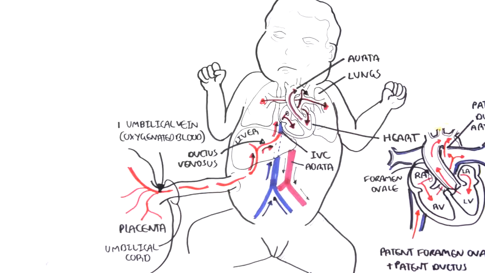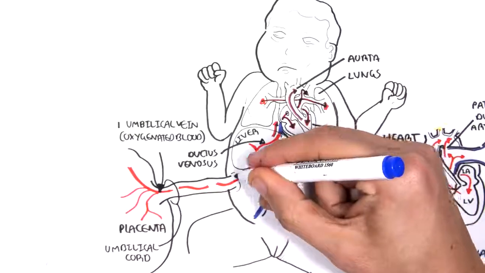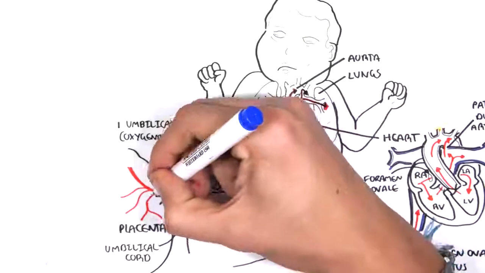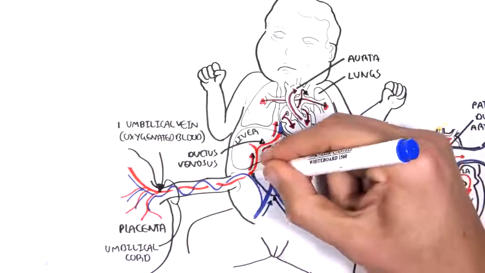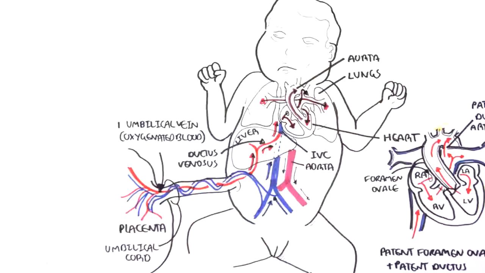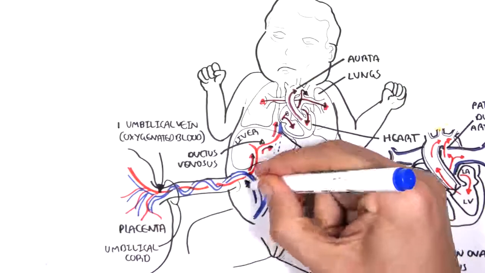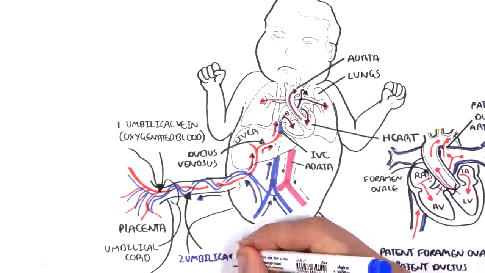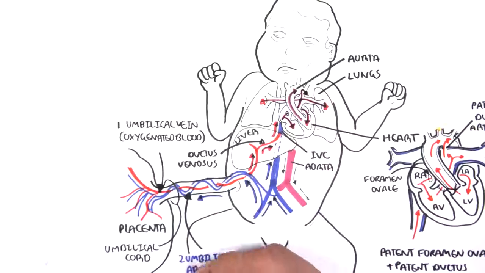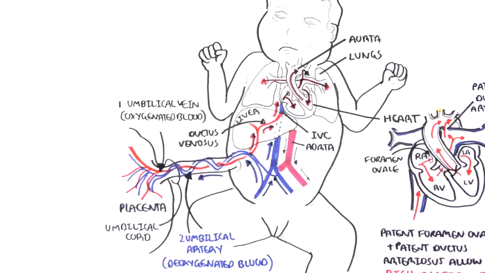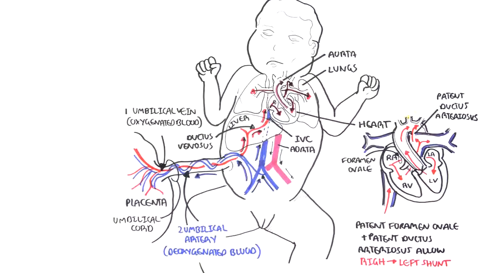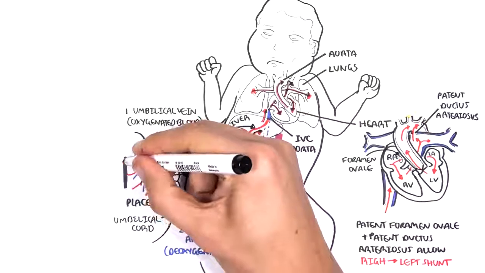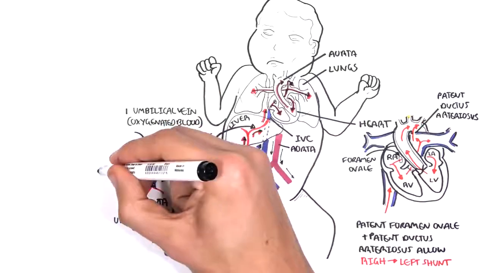But in fetal circulation, there are actually umbilical arteries which carry some of this deoxygenated blood back towards the placenta. And there are two umbilical arteries that do this, and they again contain deoxygenated blood. Their aim is to go to the placenta to reoxygenate the blood via the maternal blood. So let's take a closer look at what happens here.